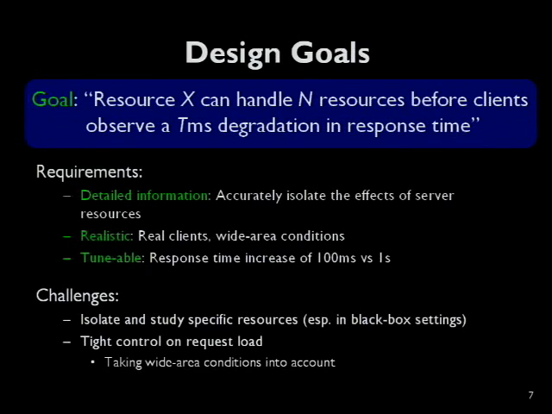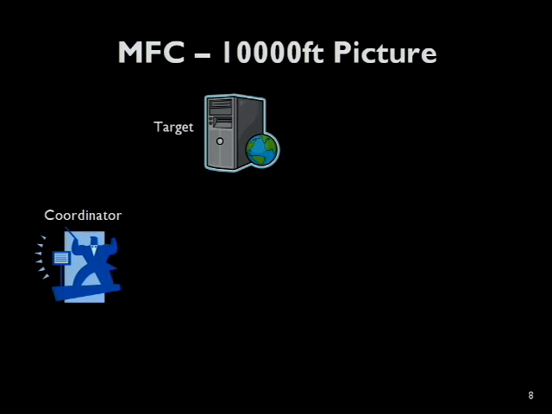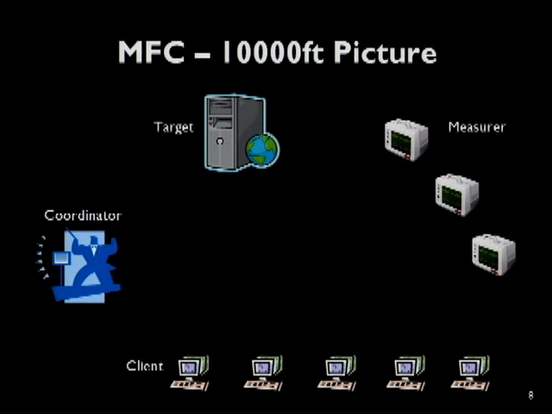But first, I want to give you the setup of our approach, and then I'll drill down into the details of how we address these challenges. Okay? So our approach is mini flash crowds, and we have a target server that we want to run our test on. We are assuming it's a black box server. We know nothing about it. This test is run by a bunch of nodes, which are controlled by a central node called the coordinator. The coordinator controls two sets of nodes, a bunch of clients, and a bunch of measurers.